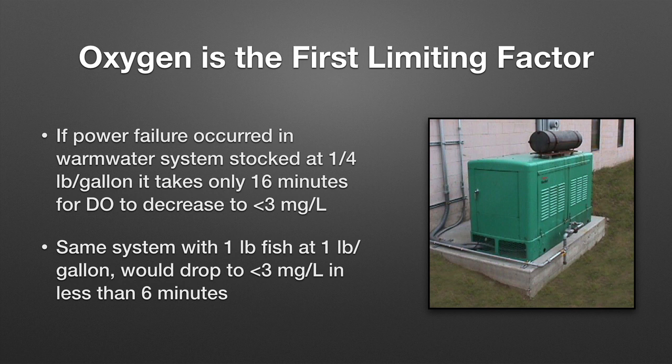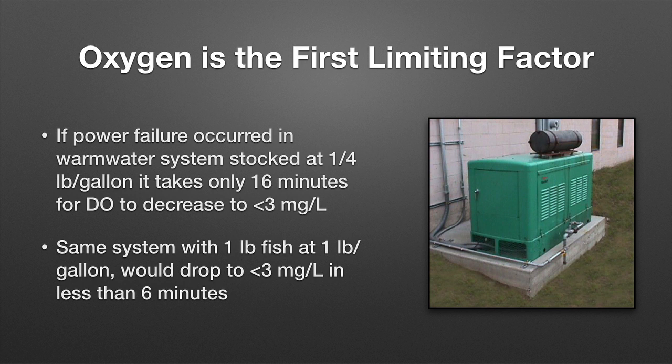Oxygen is the first limiting factor. We need to supply oxygen to recirculating systems. It's very crucial in the event of a power failure. If your loading density or your biomass density in the tank was 1/4 pound per gallon, it would take about 16 minutes for your dissolved oxygen to drop to below 3 milligrams per liter, which is considered crucial for some species.